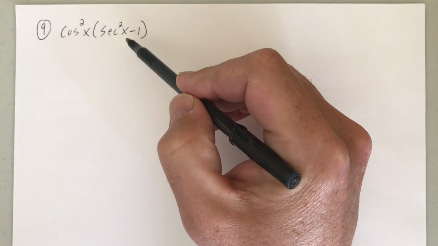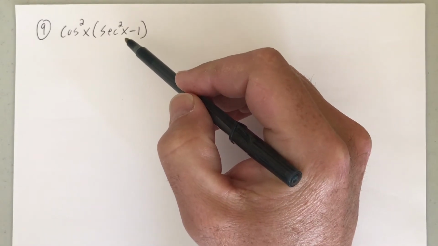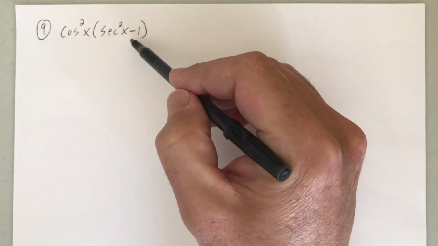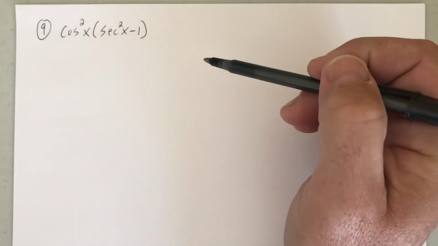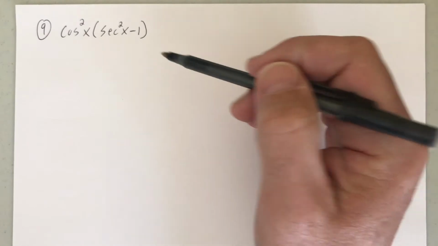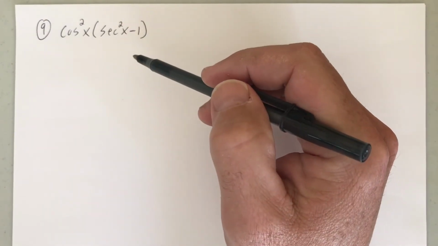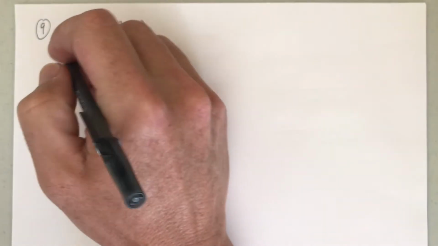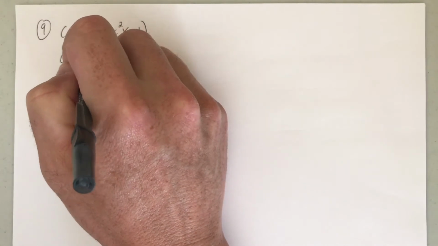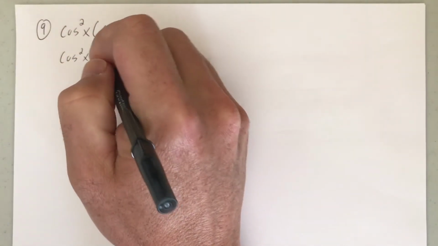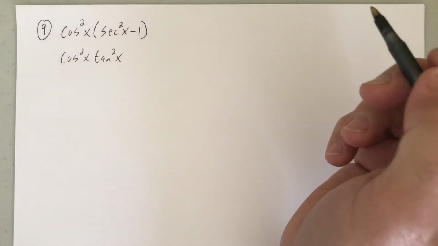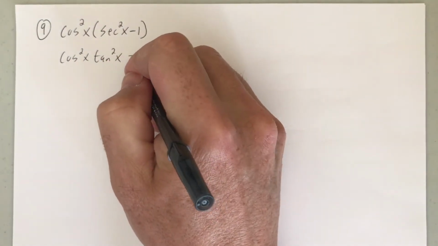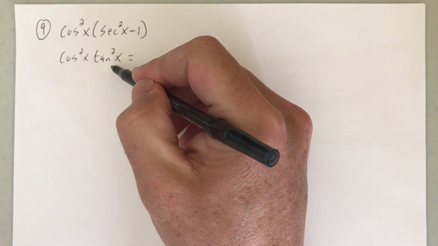Hopefully, if you go to your Pythagorean identities, you can see that secant squared x minus 1 is equal to tan squared x. So that is another strategy, manipulating the Pythagorean identities when you are simplifying a trig expression. So I'm going to go ahead and replace secant squared x minus 1 with tan squared x. Now I can go ahead and switch this to my sines and cosines.